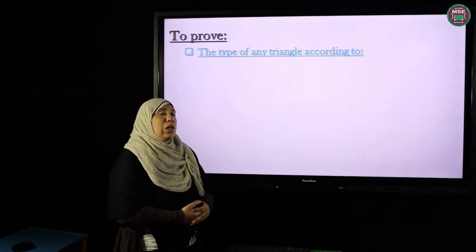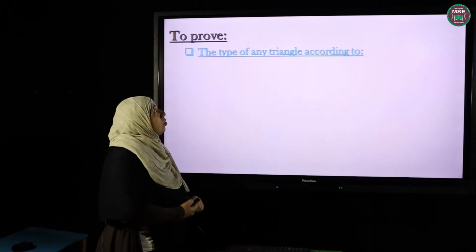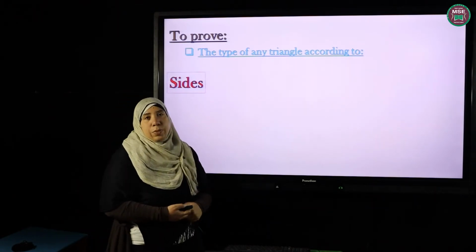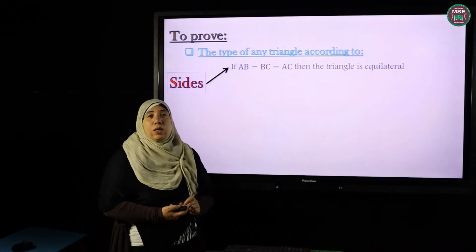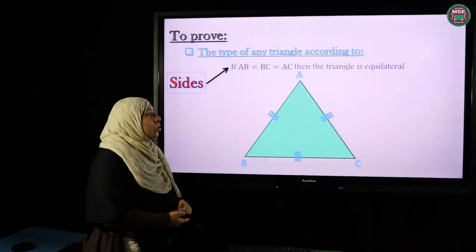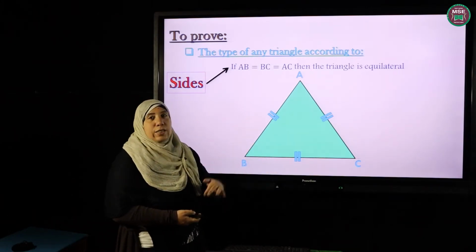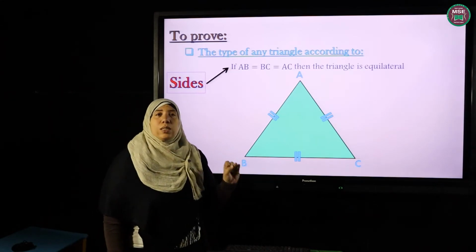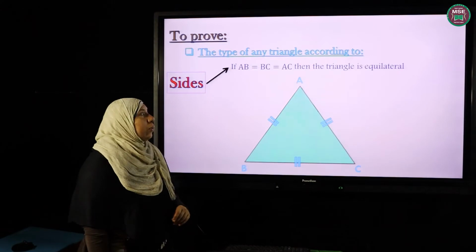Here, if he asked you to prove or to find the type of the triangle according to its sides: if I have a triangle with 3 equal sides, it's an equilateral triangle. I will find that AB equal BC equal AC. So if you prove that AB equal BC equal AC, you have proved that this triangle is equilateral.